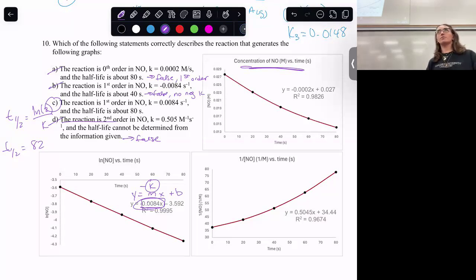All right, so for 0th order, if that's the straight line plot, again, that's y is equal to mx plus b. You have a negative k as your slope. So you want to take the positive version of that. The 1 over [A] is second order. That one already comes out to be a positive k, or your positive slope. So you can just take the number directly from that. Okay, any other questions on 10?